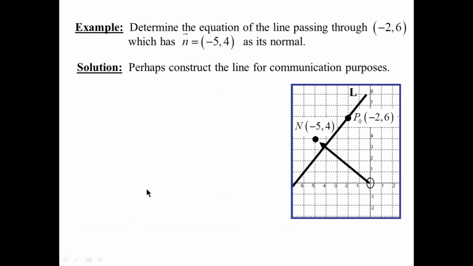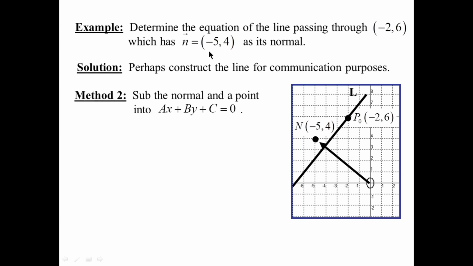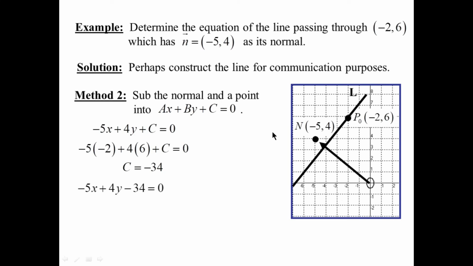There's another way to do this. If we know the normal, we can just sub straight into the equation ax plus by plus c equals 0, because we know the normal here. So a is minus 5 and b is 4, so minus 5x plus 4y. We don't know c, though. But we can get c because we can take this point and plug it in here and figure out what c is. And so we have our c value, and we have our equation.